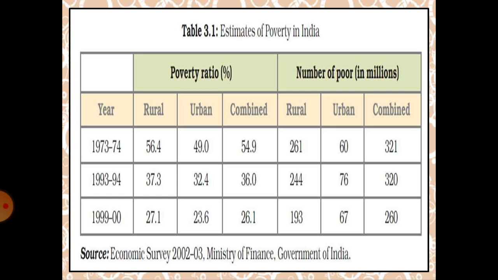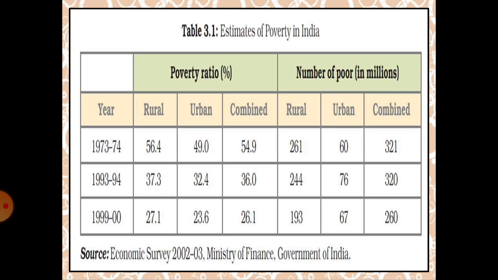So that is how they have calculated. In the rural area it is 56.4%. In the urban area the poverty ratio is 49.0. In rural areas the poverty in the year 1993 is 37.3. In 1999, the poverty ratio in rural areas has reduced still more to 27.1%. Similarly, in urban areas also we can find it is continuously reducing.